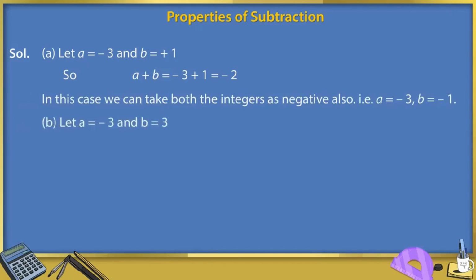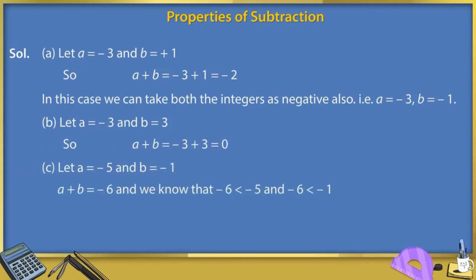Let a equal -3 and b equal 3. So, a + b = -3 + 3, which is equal to 0. C. Let a equal -5 and b equal -1. a + b is equal to -6, and we know that -6 is less than -5 and -6 is less than -1.